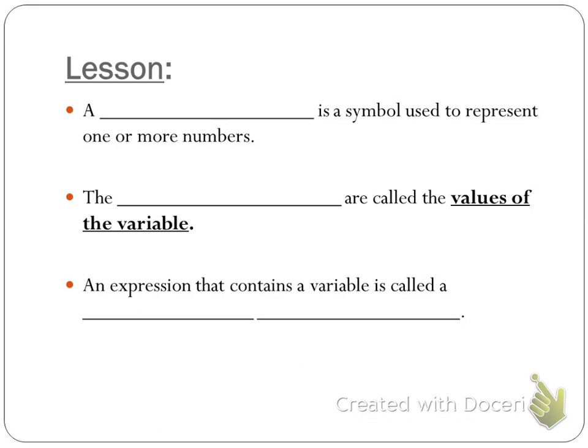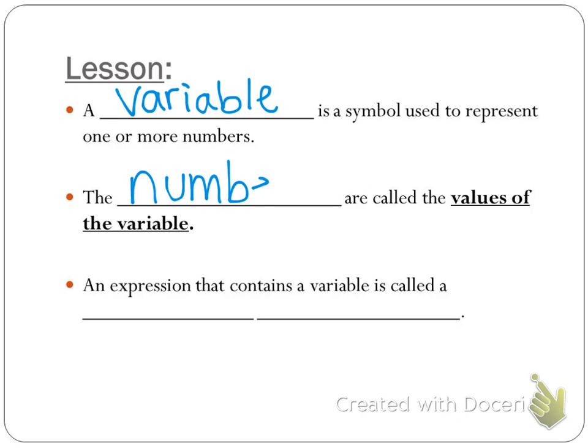All right, so here is the start of our notes. I don't think any of this information will be brand new, but if it is, let me know. We can talk about it more. A variable is a symbol used to represent one or more numbers. The numbers are called the values of the variable. An expression that contains a variable is called a variable expression.